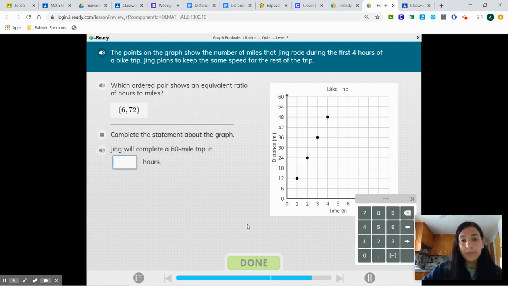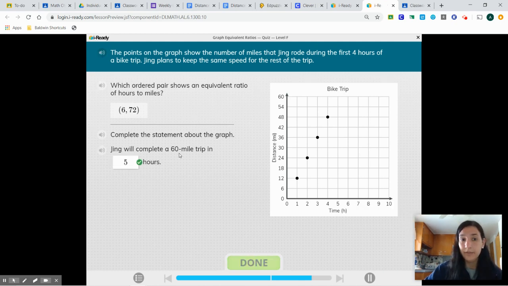Complete the statement about the graph. So in a 60-mile trip, how long will it take her? 60 divided by 12 will give us 5. So we know a 60-mile trip will take her 5 hours.